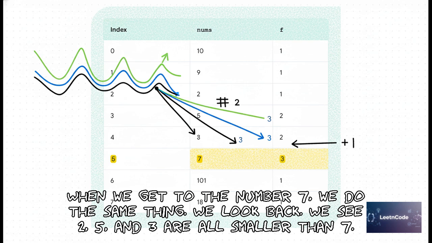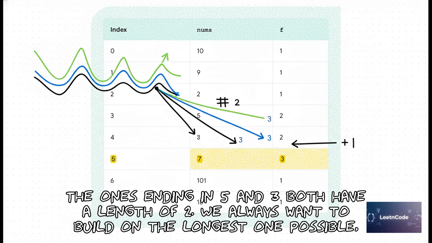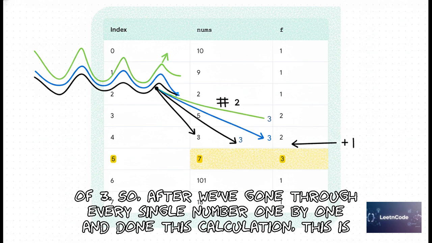When we get to the number 7, we do the same thing. We look back. We see 2, 5, and 3 are all smaller than 7. Okay, so what are their lengths in our f table? Well, the sequence ending in 2 has length 1. The ones ending in 5 and 3 both have a length of 2. We always want to build on the longest one possible, so we take the max of those, which is 2, add 1 for our current number 7, and we get a brand new length of 3.